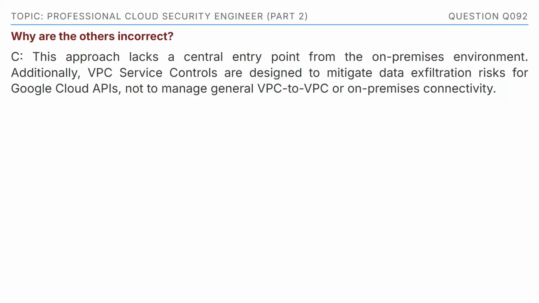Why are the others incorrect? C. This approach lacks a central entry point from the on-premises environment. Additionally, VPC Service Controls are designed to mitigate data exfiltration risks for Google Cloud APIs, not to manage general VPC to VPC or on-premises connectivity.